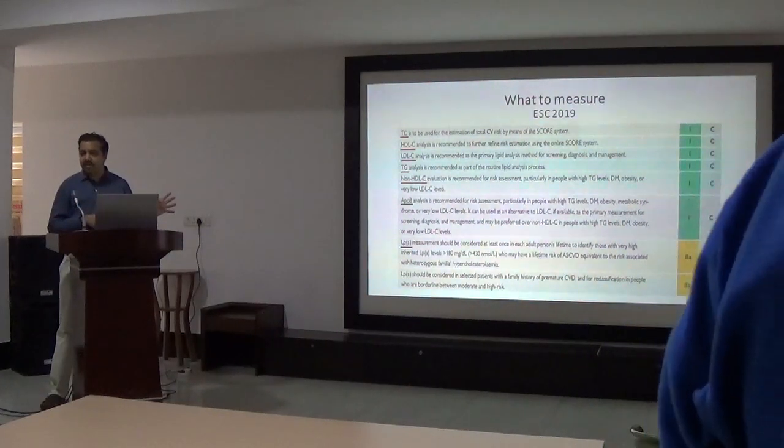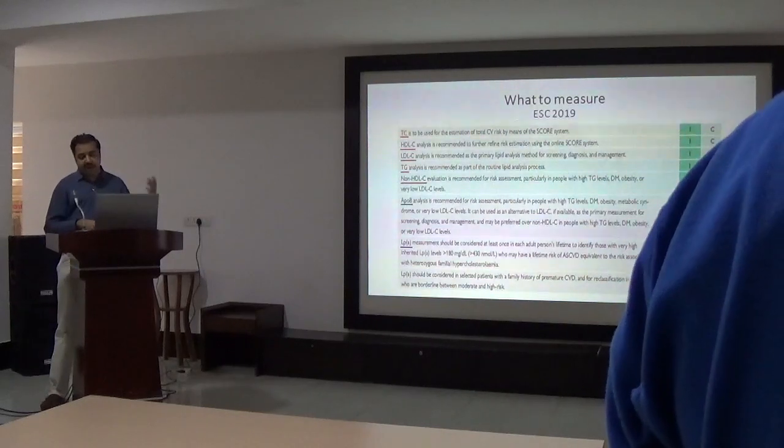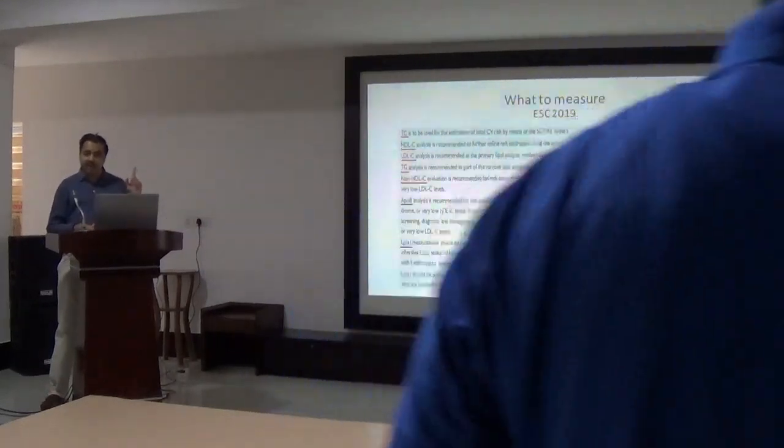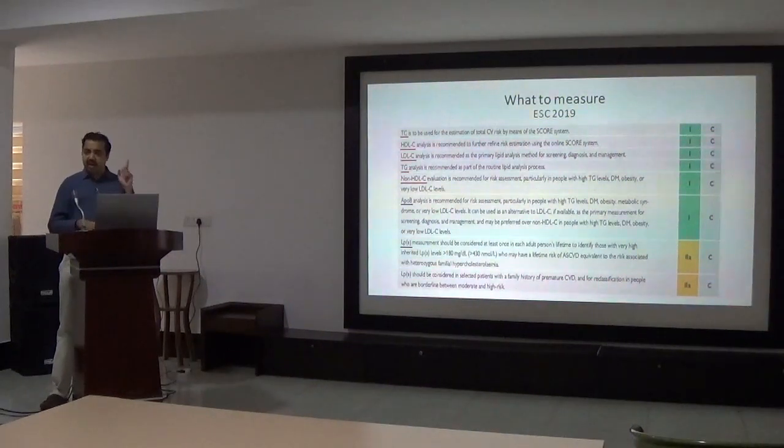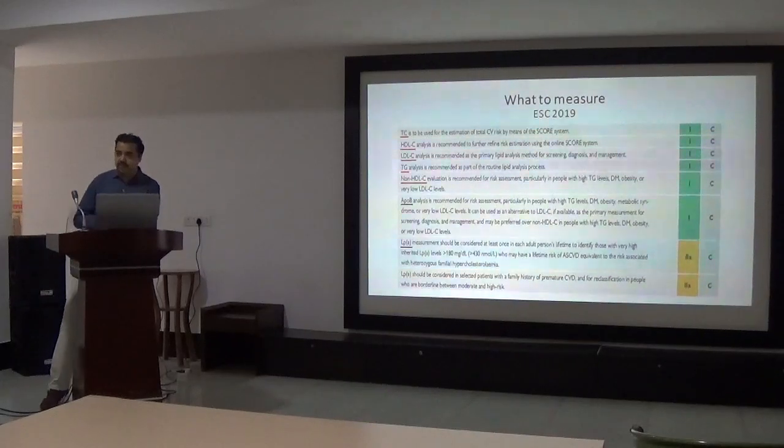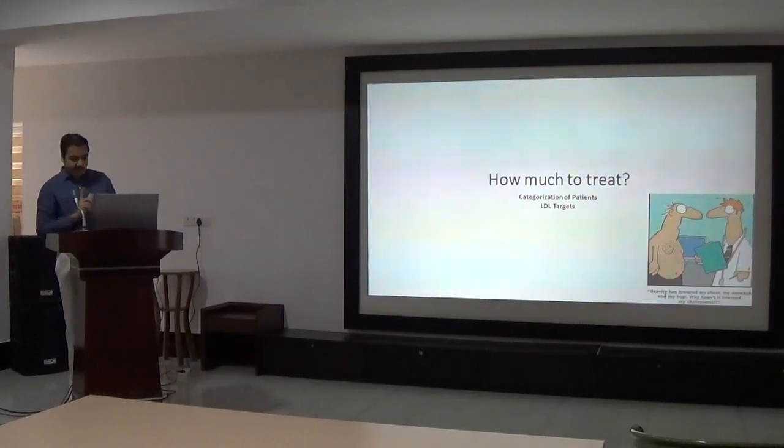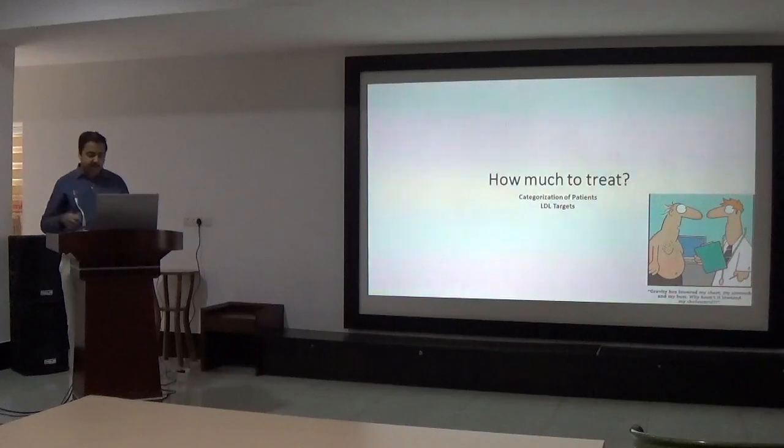European guidelines say it is more than 180. American guidelines sometimes, in 2018 it said 150 and in 2019 it said 180. So this number keeps on changing. Current Indian association, lipoprotein, I'll come to that later. It divides into three categories. Indian guidelines are all categories.